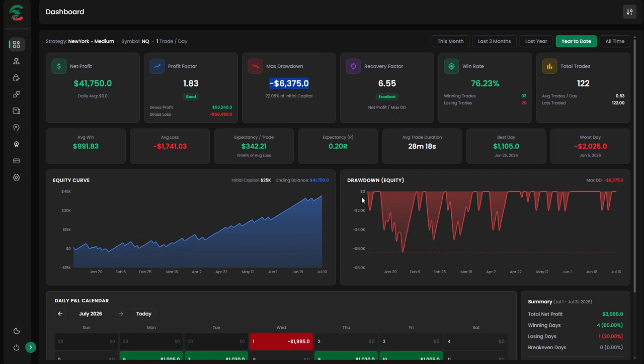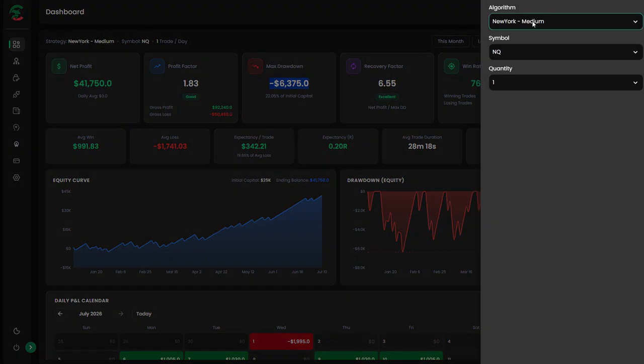Yep, this is the equity curve. This is the drawdown curve. You can easily pinpoint when the drawdown happened. You can hover over and see the date. Here it is around January 29th. We had a 6,375 drawdown, the worst drawdown of this year's trading, with New York medium trading 1 NQ.